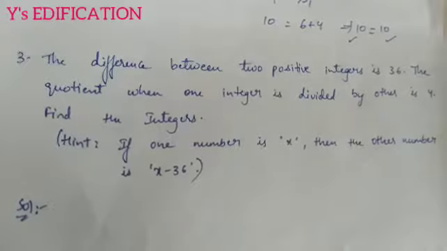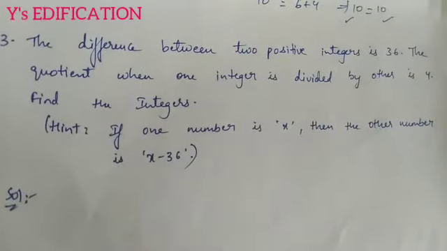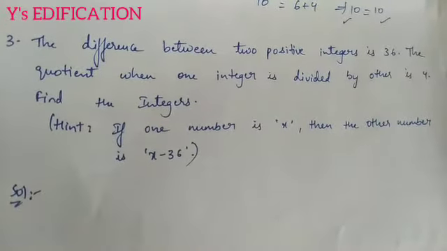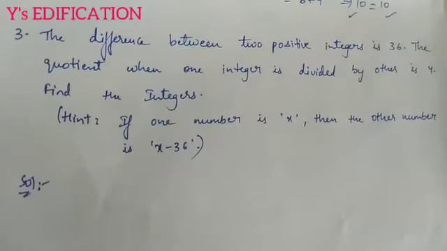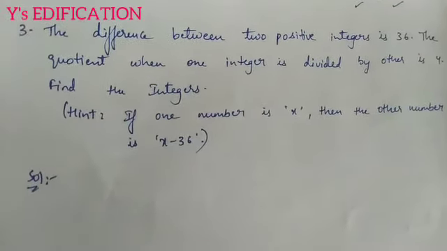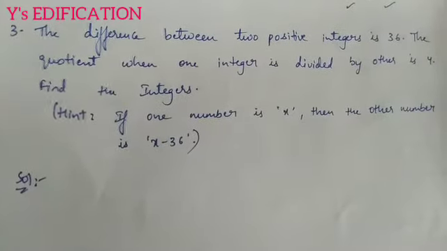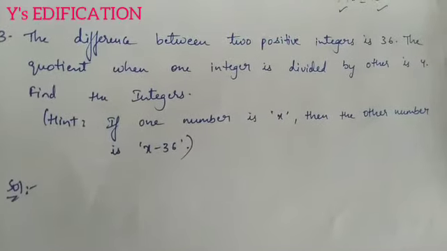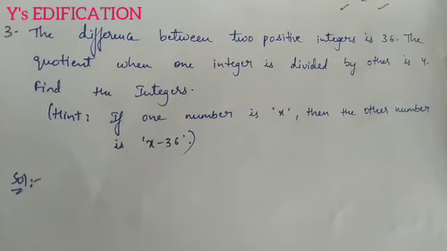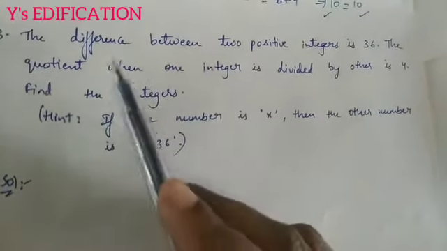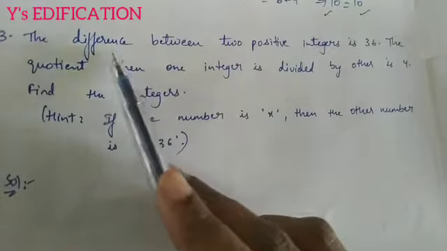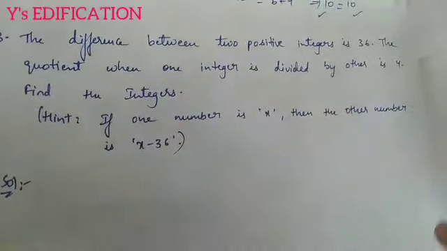Okay. The next question. The difference between two positive integers is 36. The quotient when one integer is divided by the other is 4. Find the integers. Here they are asking us to find the two integers. Okay. They give also a hint, if one number is x, the other number is x minus 36. Why x minus 36? Because here they gave in the question, the difference between two positive integers is 36. Okay.